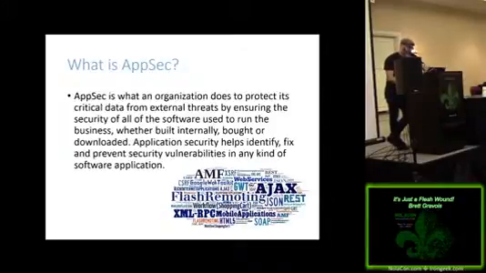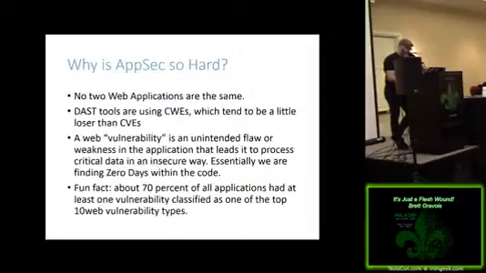So then we come to, well, what is AppSec? AppSec is basically what an organization does to protect its critical data from external threats by ensuring the security of all the software used to run the business, whether it's built internally, bought from a third party, or downloaded. Application security helps identify, fix, and prevent security vulnerabilities in any kind of software application.